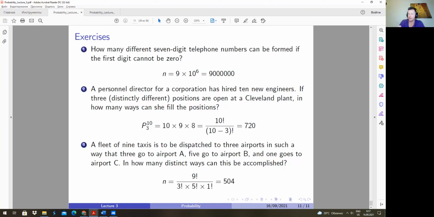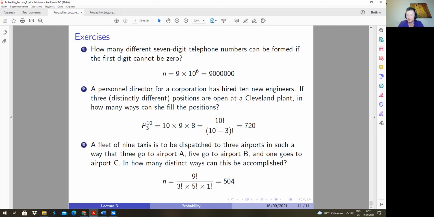Do you have any questions regarding the material? Do you want to clarify something? I have one question from the first exercise. I don't understand where we took 10 to the power of 6.